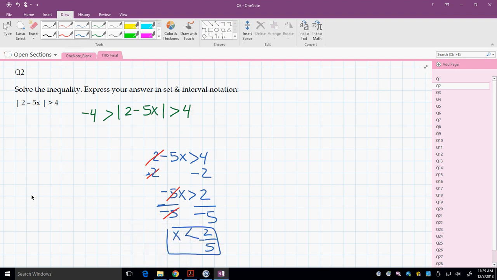Now the other side. I have negative 4 is greater than 2 minus 5x, and the same thing, I'm solving for x. So you're going to subtract 2 on both sides of the inequality. The 2 cancels. Now I have negative 6 is greater than negative 5x. I'm going to divide by negative 5, and the same thing happens, I'm going to flip the sign. Now I have 6 over 5 is less than x.